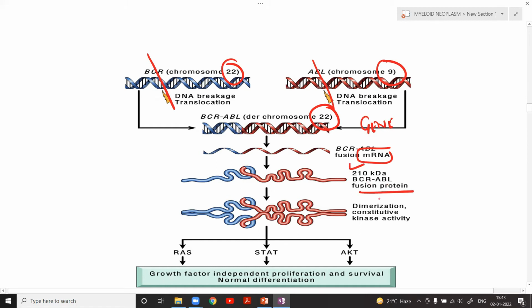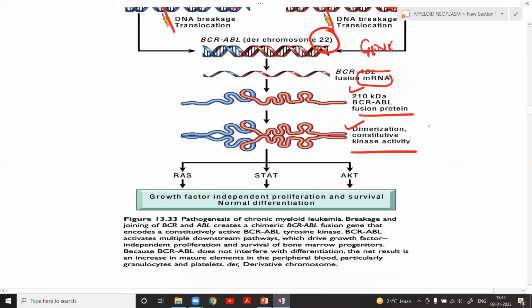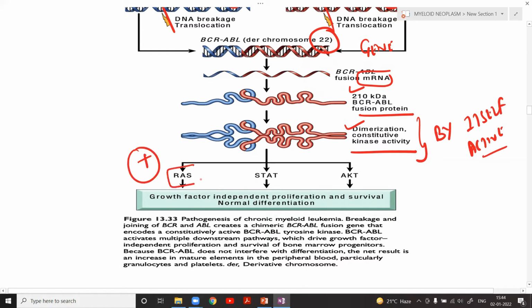And this protein dimerizes and becomes functionally active to form a kinase, and this is constitutively active. So this enzyme is by itself active, and it stimulates the growth pathways. If you remember from the chapter on neoplasia, the growth pathways are the RAS pathway, STAT pathway, as well as AKT pathway. And this leads to growth factor independent proliferation and survival of your myeloid series with normal differentiation. There is no problem with the differentiation of the cells at all.